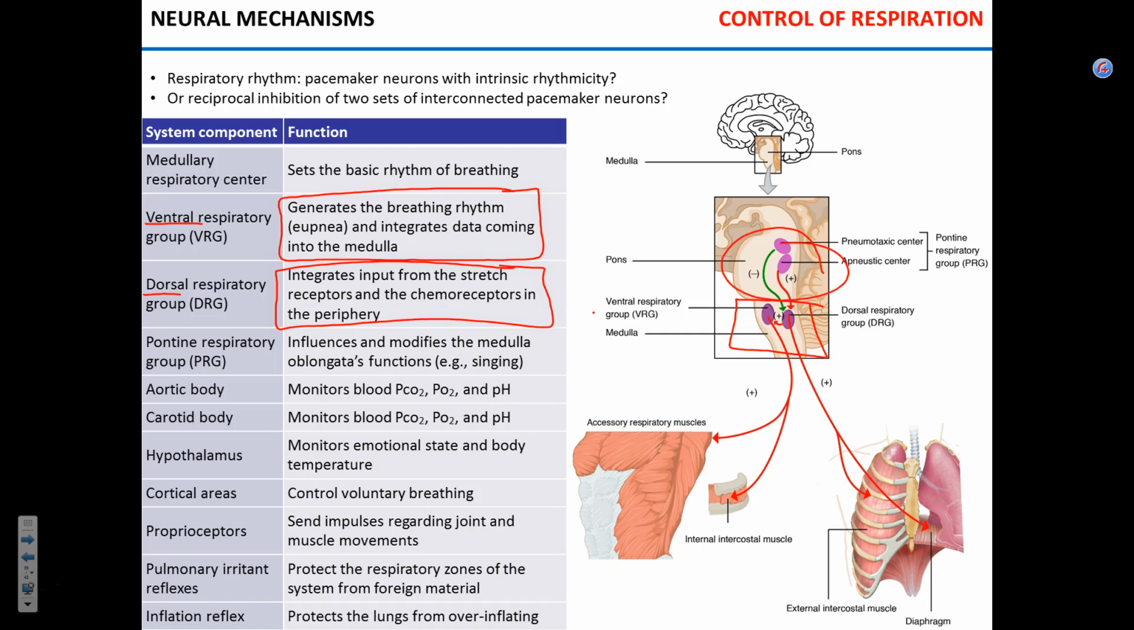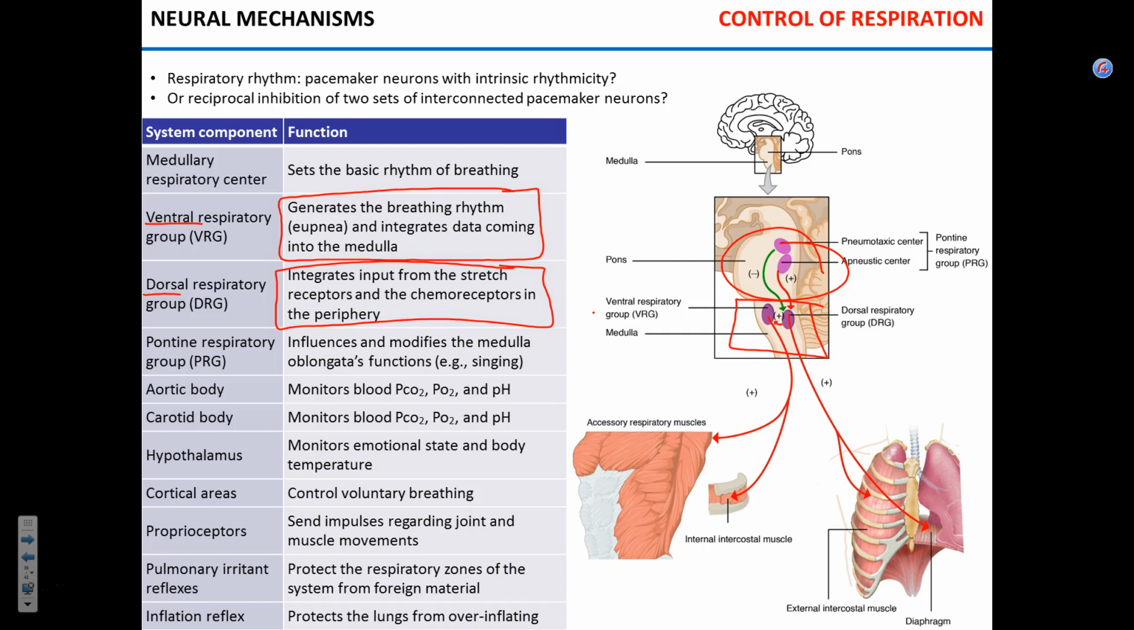Pontine respiratory groups are responsible for adjusting the breathing patterns to various respiratory activities. Next time you speak, and I have to speak much louder than normal, try to pay attention to how you breathe. Your breathing pattern changes. Makes sense, right?